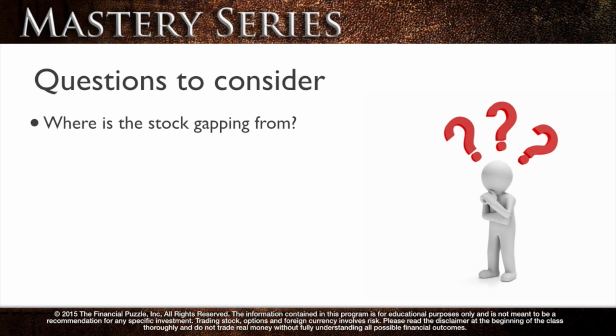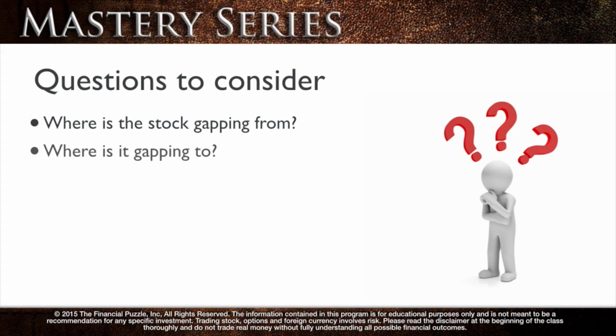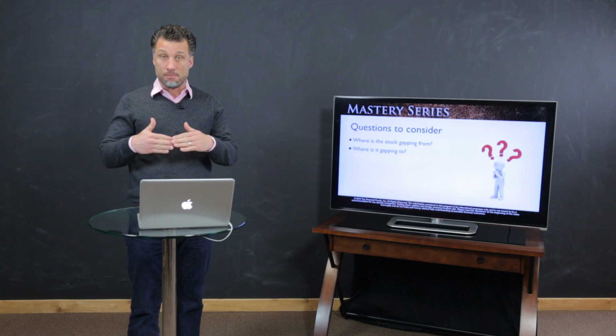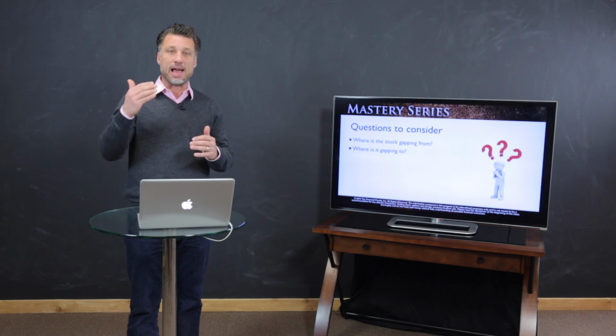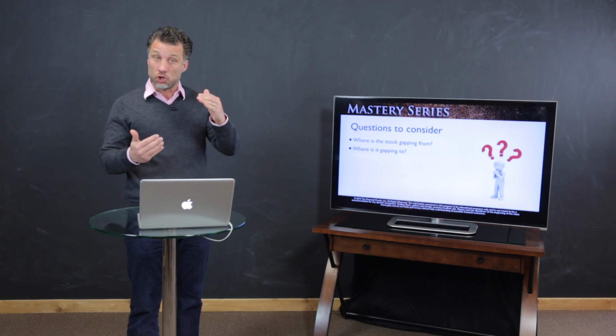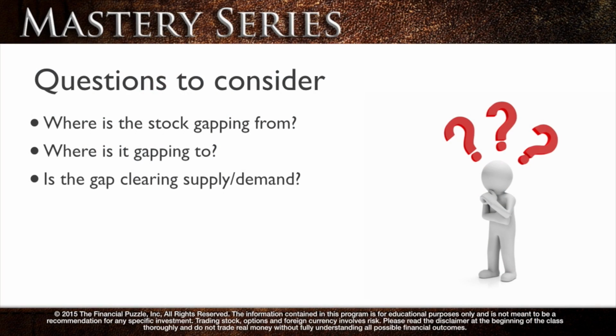Where is the stock gapping from? Before the stock gapped, either after hours or before hours the following morning, where was the stock trading before it gapped? That will tell us a lot of information, which I'm going to share later. Where is it gapping to? Not only is it important to know where it's gapping from, maybe from a long consolidation, built up demand, and then it gaps over that, but where is it gapping to? We want to make sure that we have a really clear answer about where it's gapping to.